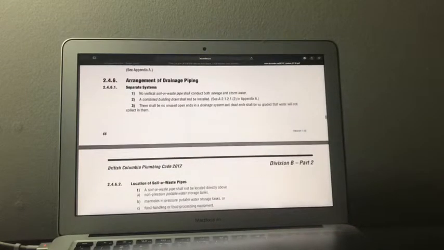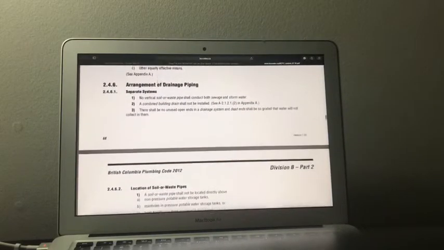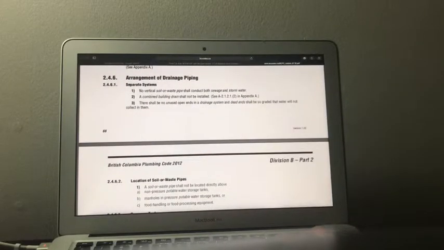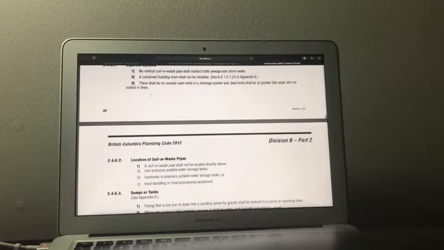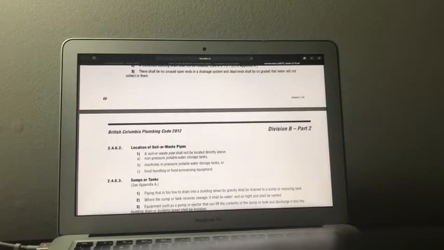Arrangement of drainage piping, separate systems. No vertical soil or waste pipe shall conduct both sewage and storm water. Okay, and on that note, a combined building drain shall not be installed. So if you do get to a project where they say it is a combined building drain, it's because the guy paid a lot of money to get a combined building drain permit, and I've heard from very reliable sources that is a thing. Okay.